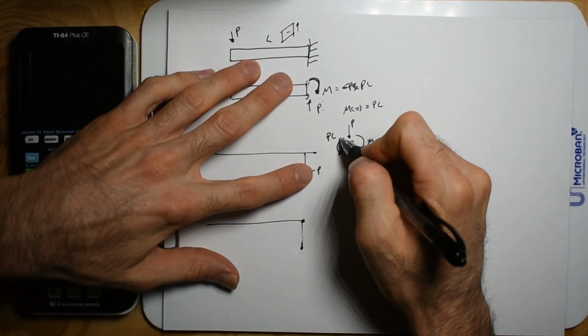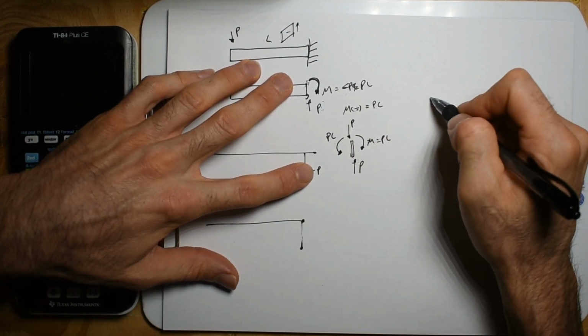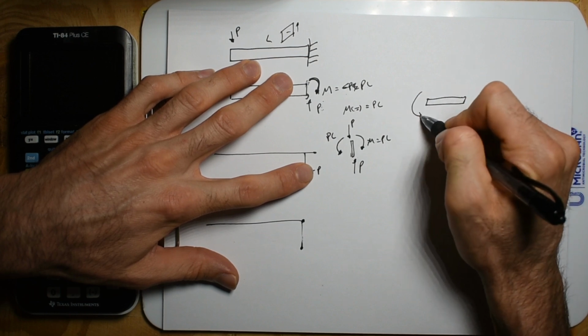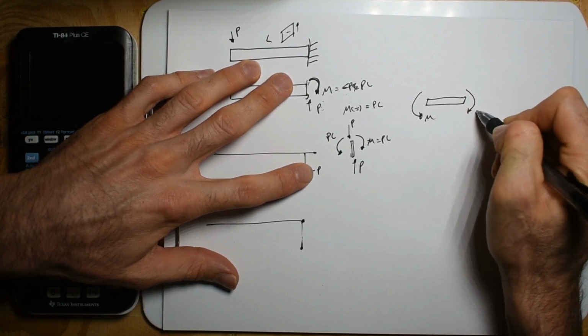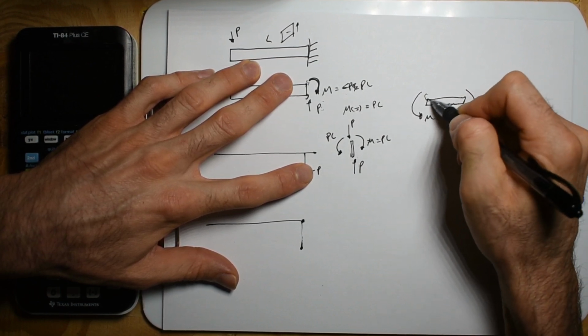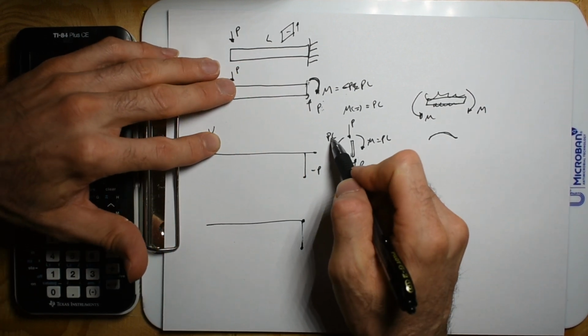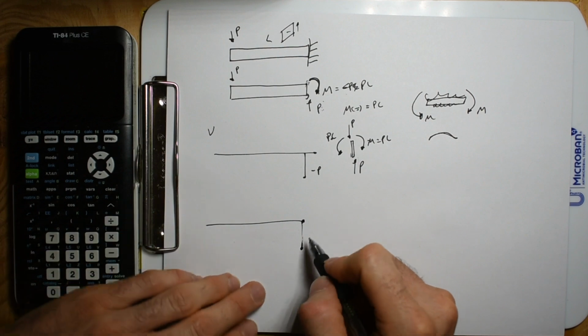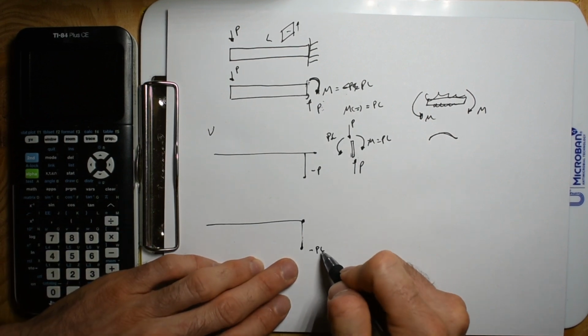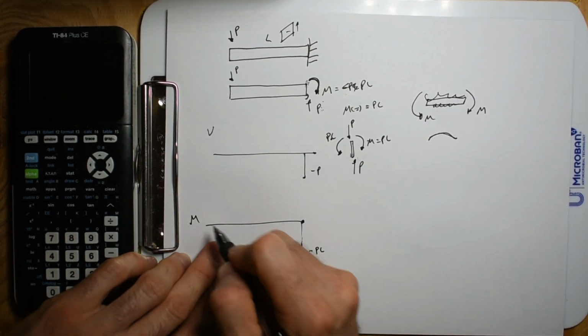Now by convention, this is causing a frowning. You know what I mean? So if we take this and put a moment that way and a moment that way, shrinking there, lengthening there, we get a frowning. So this moment by convention is a negative PL right there. So that corresponds with this negative PL for moment.